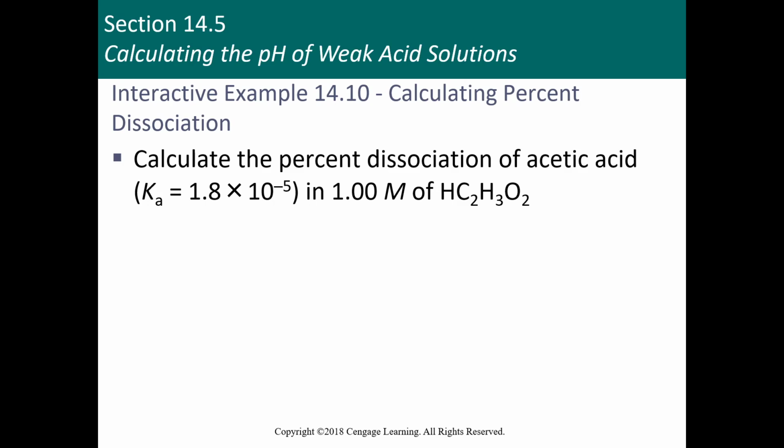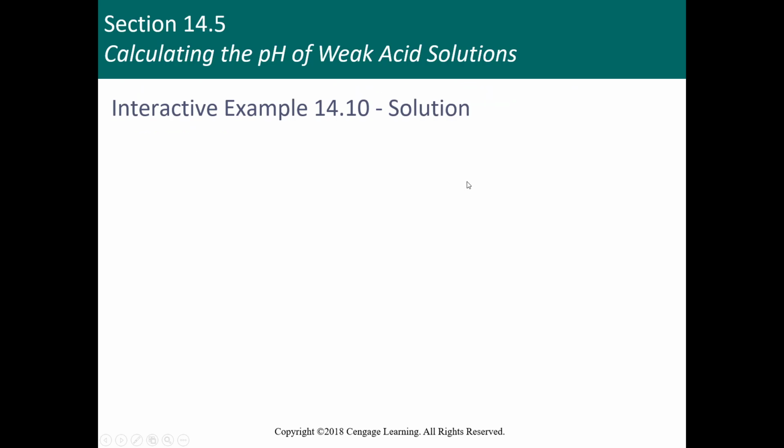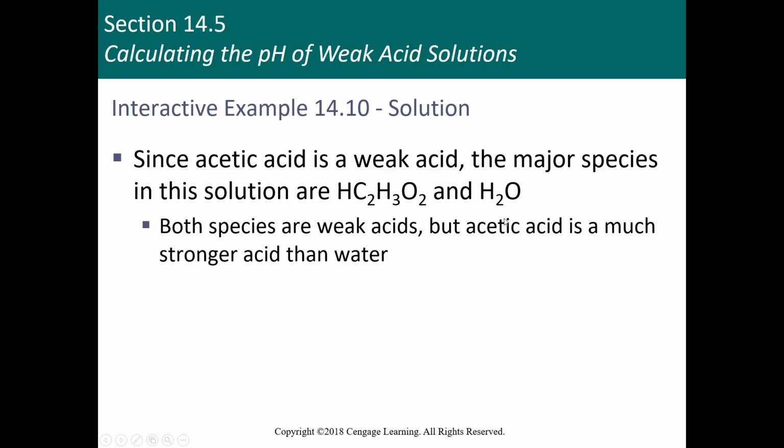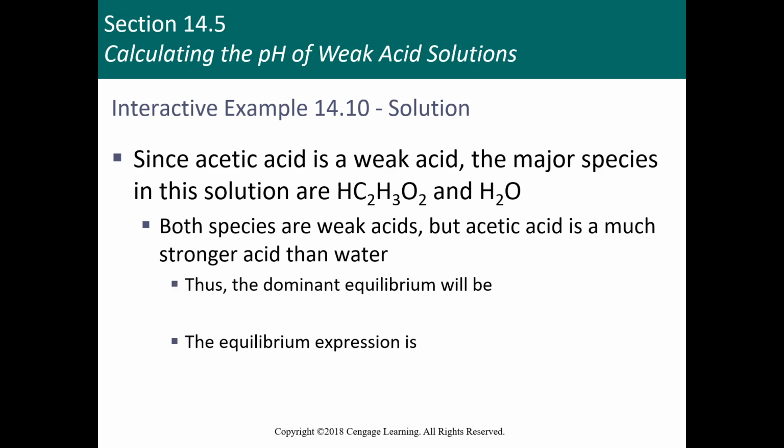So let's try calculating this percent dissociation for an acetic acid problem here. Acetic acid has this Ka right here. It has a 1 molarity concentration of acetic acid as our initial concentration. So again, acetic acid is a weak acid. Our major species are going to be the acetic acid, which is this, and water. So acetic acid is stronger than water though.